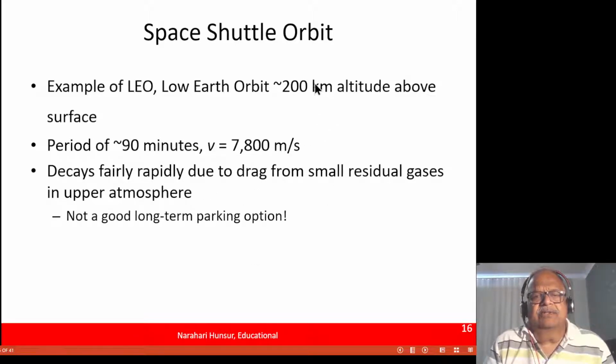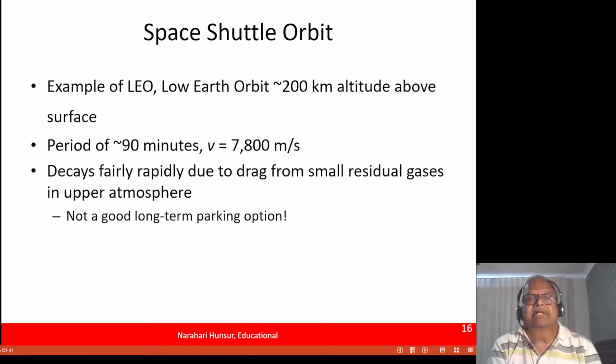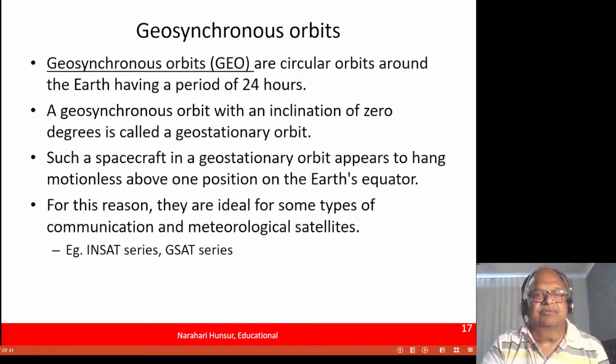Of course, even at this altitude, there are certain residual gases which eventually slow it down. Once the velocity goes down below this, then it starts falling to the Earth. So basically, it's not a long-term parking option for any satellite. The space shuttle is okay. It was supposed to work only for 4 or 5 days and come back to Earth. But if you want to put a satellite there to stay for years together, then you have to take it to a much higher altitude because of these losses.